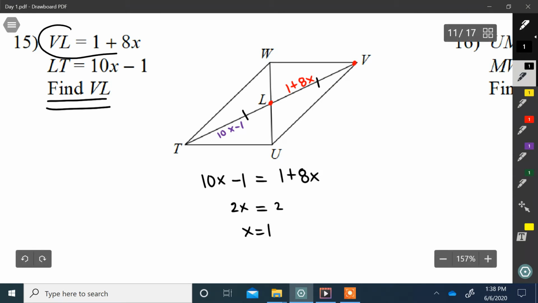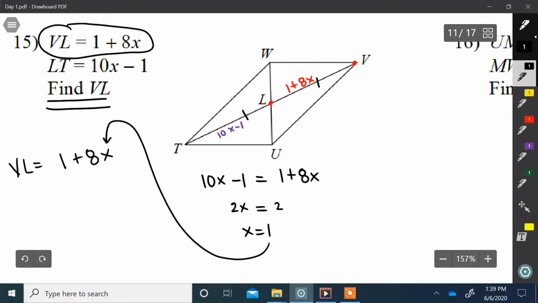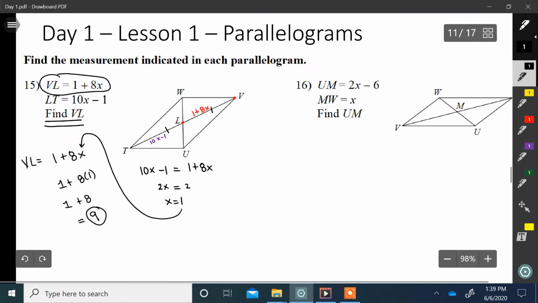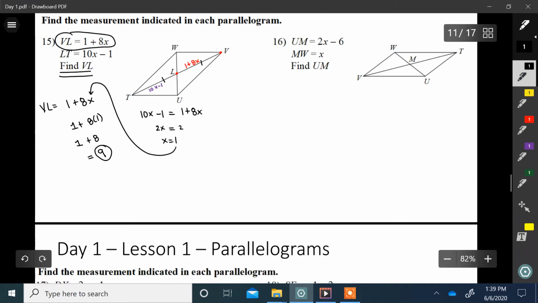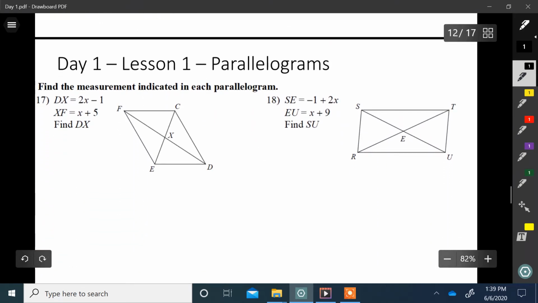Well, BL, they're saying that BL is 1 plus 8x. So all you have to do to find BL is replace that x with the value of x. So I'm gonna replace that x with a 1. So 8 times 1, well, that's just gonna be 8. And then the final answer, BL, that segment is 9. Okay? Alright, I'm gonna actually move on to the next one here.